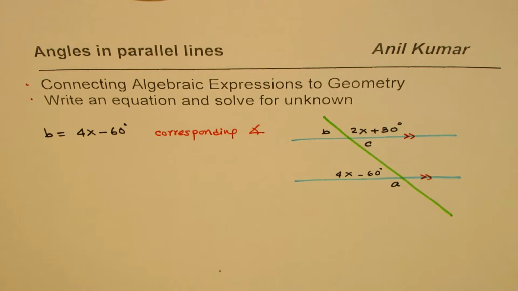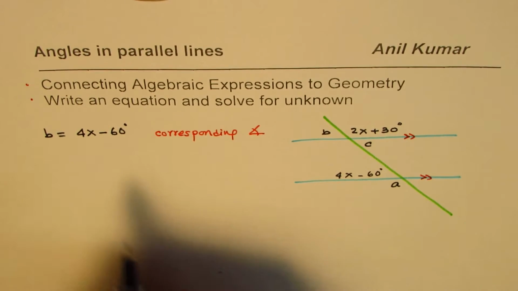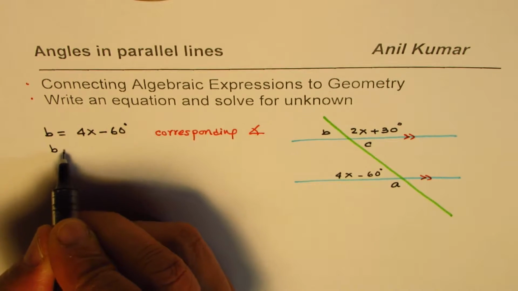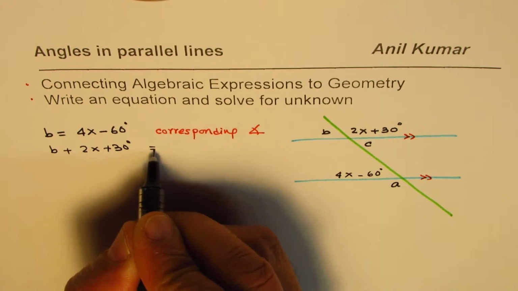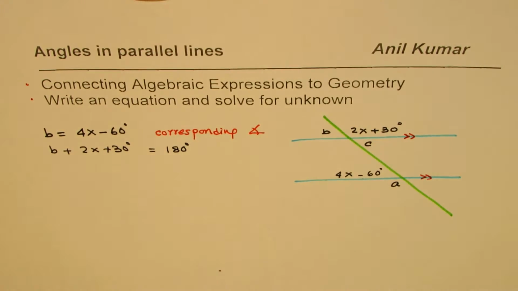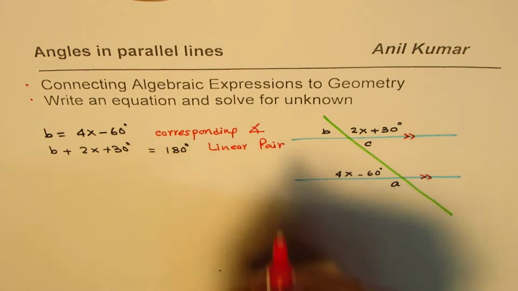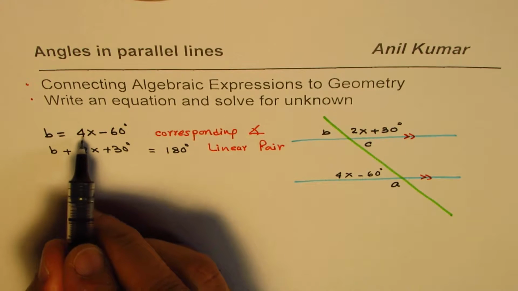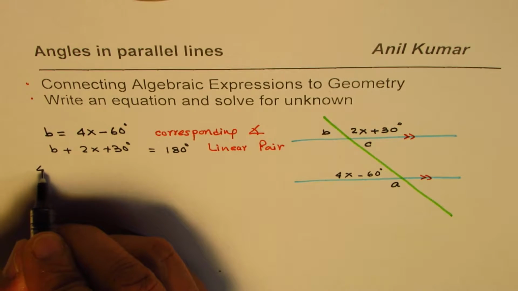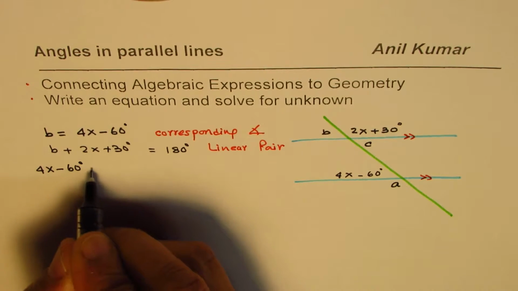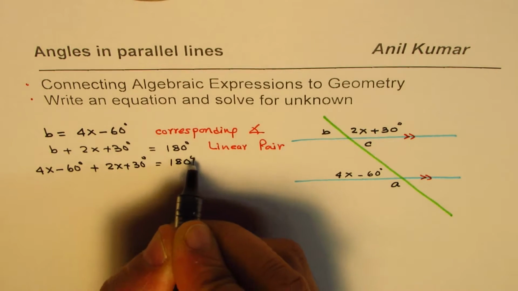Okay. Now, B plus 2x plus 30 should be 180 degrees, correct? So we know B plus 2x plus 30 degrees should be equal to 180 degrees because that is a linear pair, right? This is a linear pair. But since we know that B is 4x minus 60, we can replace B by 4x minus 60. So we get 4x minus 60 degrees plus 2x plus 30 degrees is equal to 180 degrees.